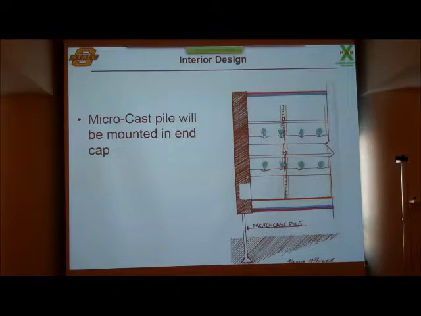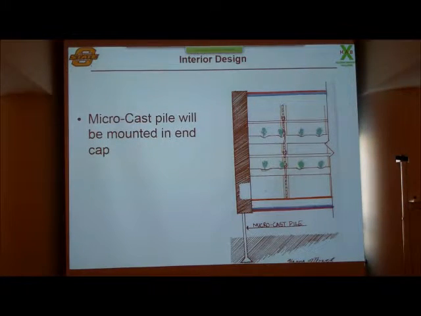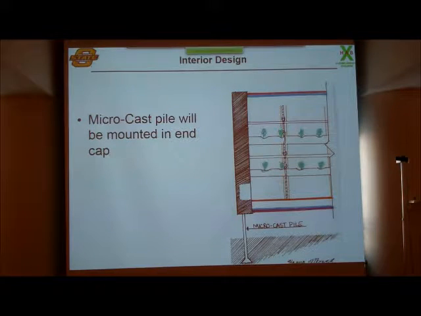So this shows a side view of the end of our green wing. You can see before the end cap, there's all of our plants and systems on our rack-based system. This best illustrates where our microcast pile will be. Prior to deployment, the microcast pile will be inside the solid part of the end cap, and once the green wing is deployed, it will drill down into the Martian surface and provide an anchor.